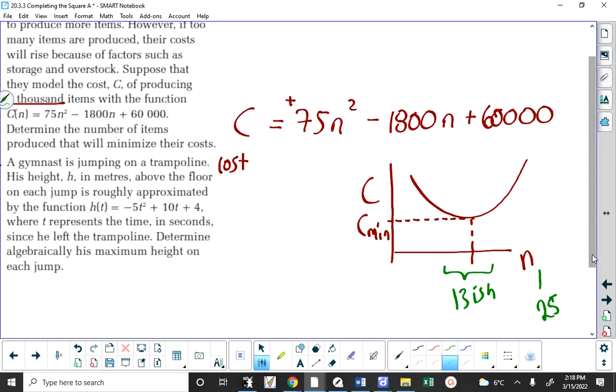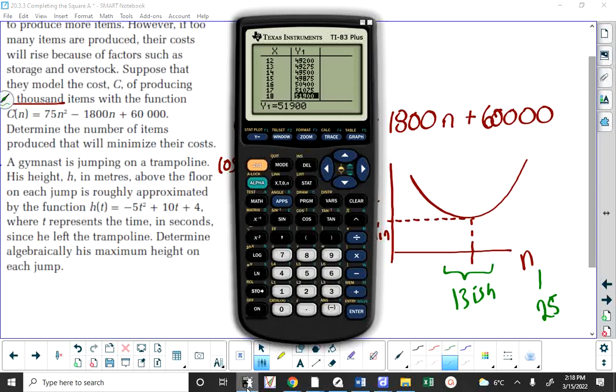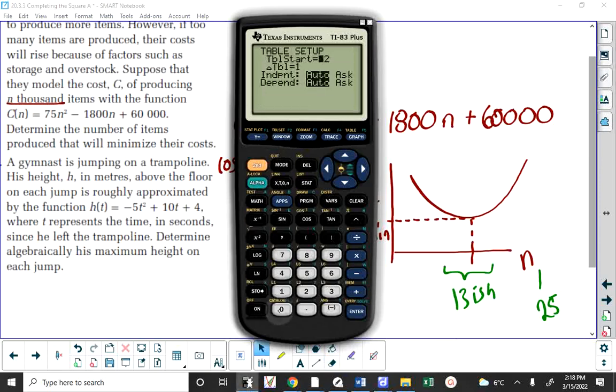The other thing I notice is that when I started off, and I'm just going to go back to my table setup and start at 0 again, and I didn't want to graph it. We'll have to wait this out. It started off at like 60,000, which makes sense because that's the y-intercept. So putting this all together, it makes sense that I should go from 0 to about 25.